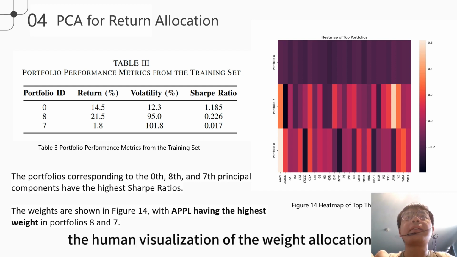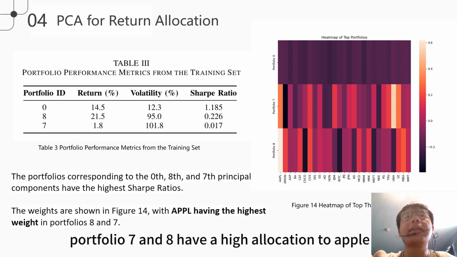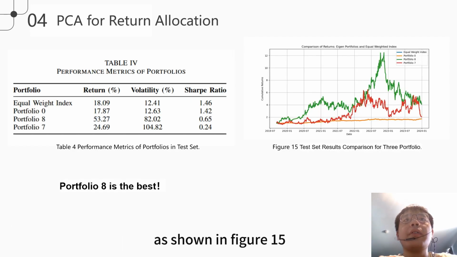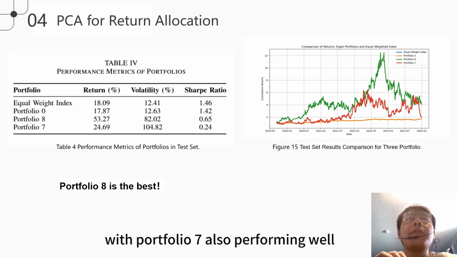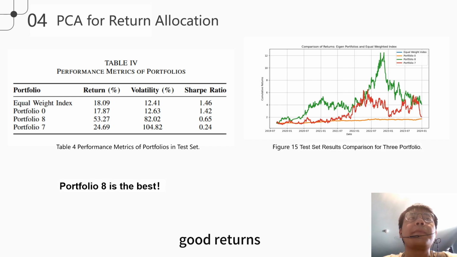The heat map visualization of the weight allocation shows that portfolios 7 and 8 have a high allocation to Apple. Testing the selected portfolios on the test set, as shown in Figure 15, we found that portfolio 8, the green line, has the best return, with portfolio 7 also performing well. Their high allocation to Apple contributed to these good returns.